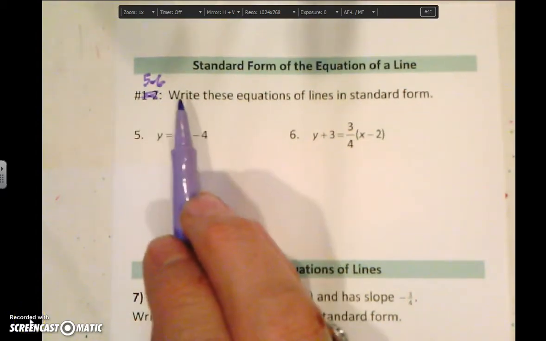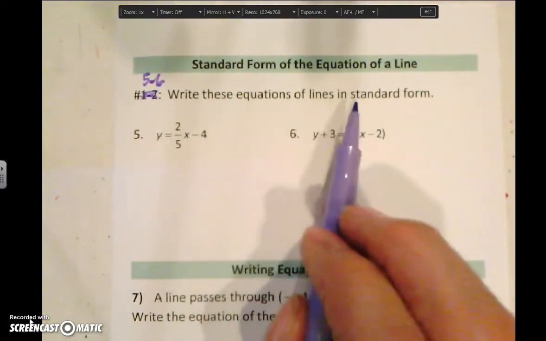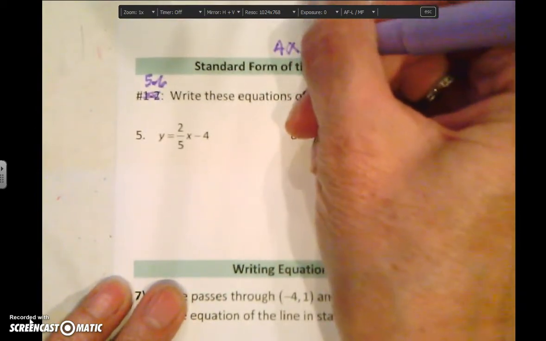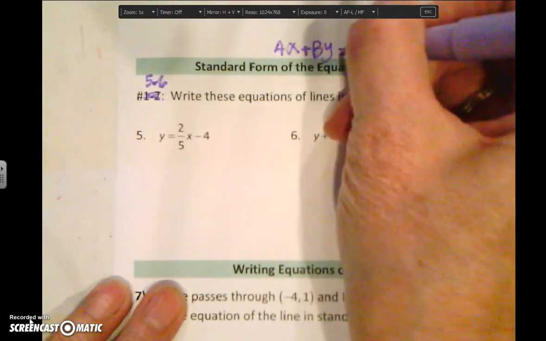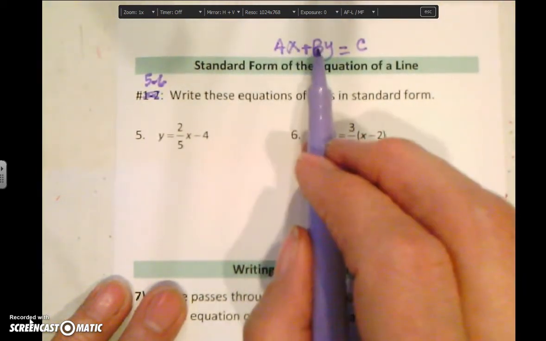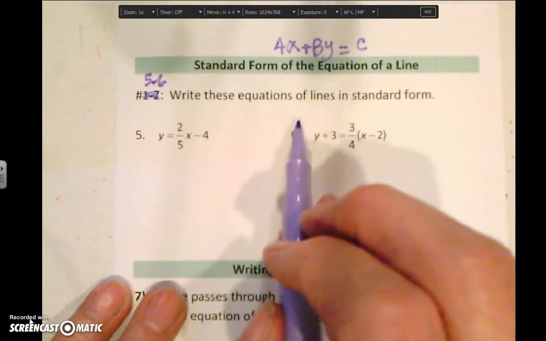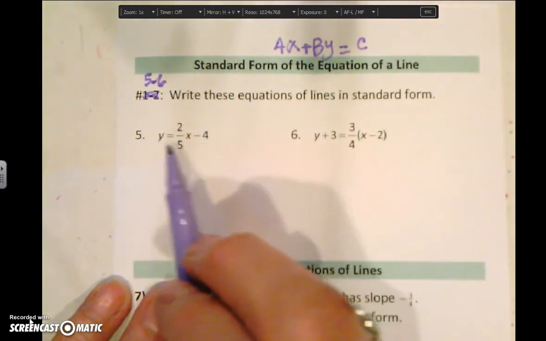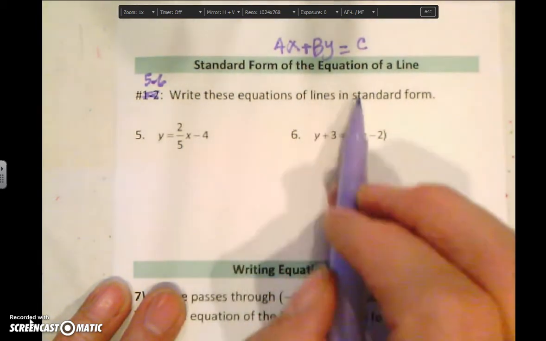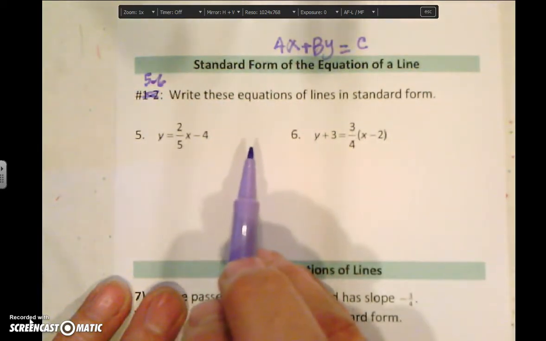So for problems 5 and 6, we're going to write these equations of lines in standard form. So remember that standard form is ax plus by is equal to c. So variables on one side, these are both integers. All right, what form is this in right here already? So I have y equals mx plus b. So this is in slope-intercept, and we're going to change it to standard form.